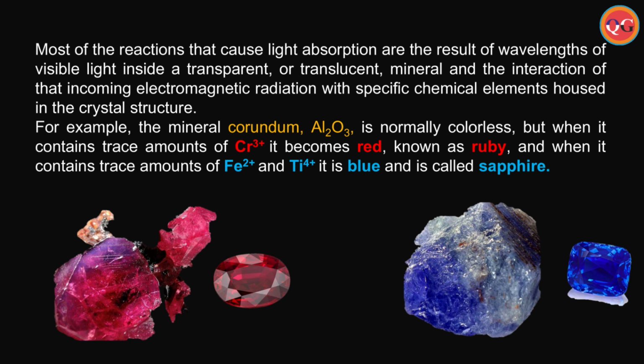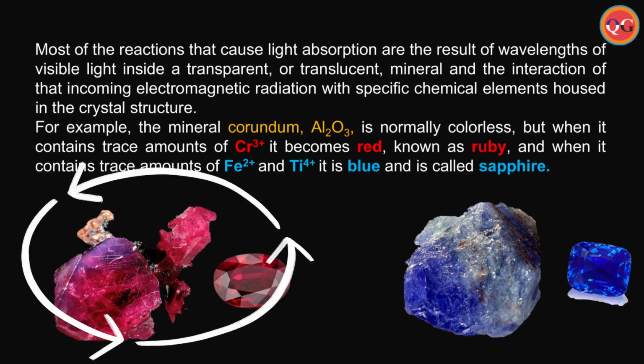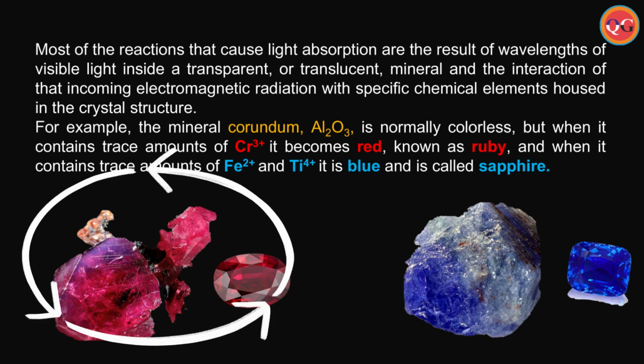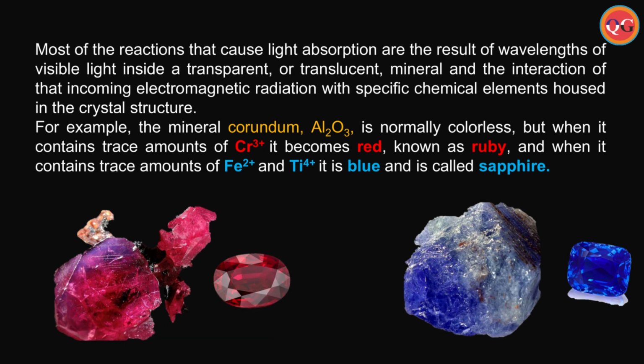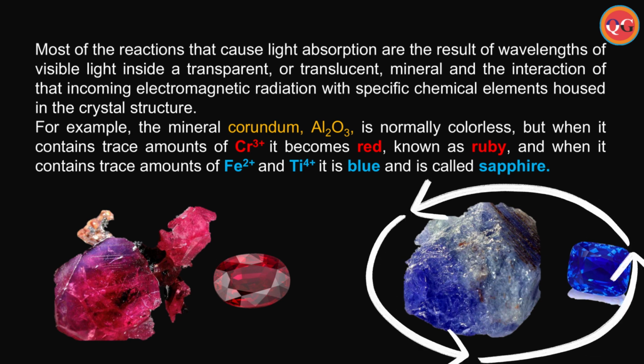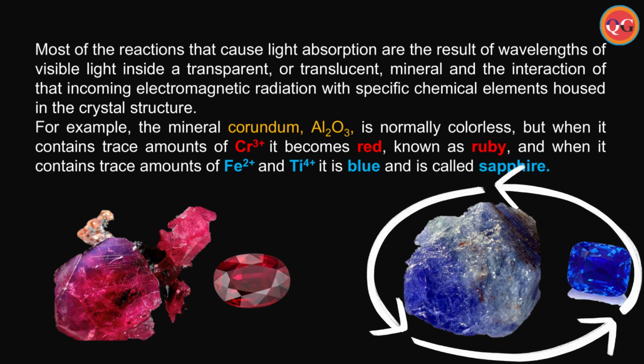Most of the reactions that cause light absorption are the result of wavelengths of visible light inside a transparent or translucent mineral and the interaction of that incoming electromagnetic radiation with specific chemical elements housed in the crystal structure. For example, the mineral corundum is normally colorless, but when it contains trace amounts of chromium 3+, it becomes red, known as ruby, and when it contains trace amounts of iron 2+ and titanium 4+, it is blue and is called sapphire. Look at the photographs of the ruby and sapphire.